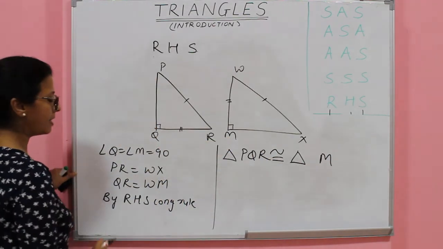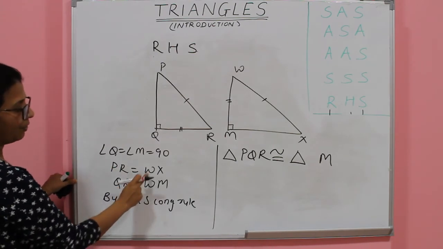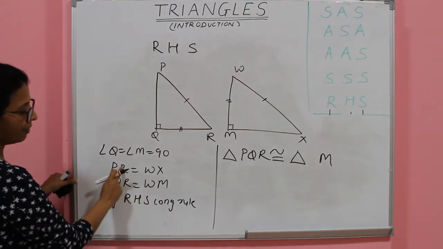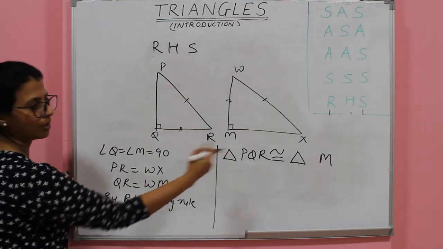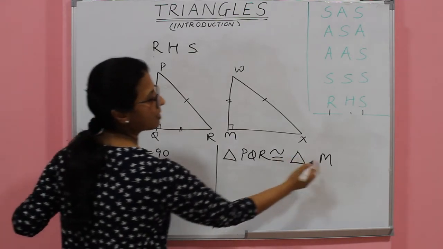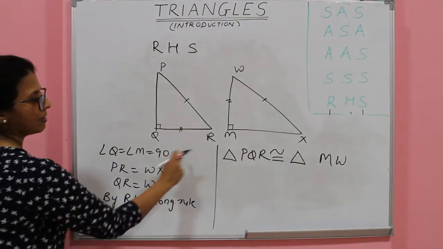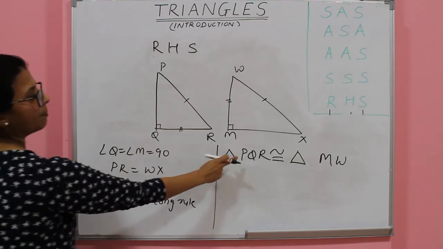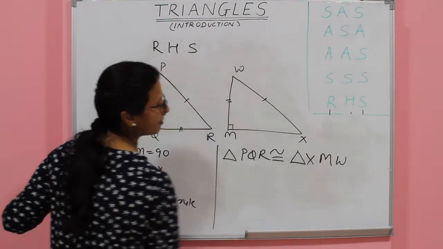Now for the other two sides, if you see over here, R is common, here W is common. So wherever there was an R, there will be a W in the other one. So R is on the third place, so there is going to be a W on the third place, and then what is remaining? Last one is P is remaining over here and X is remaining over here.